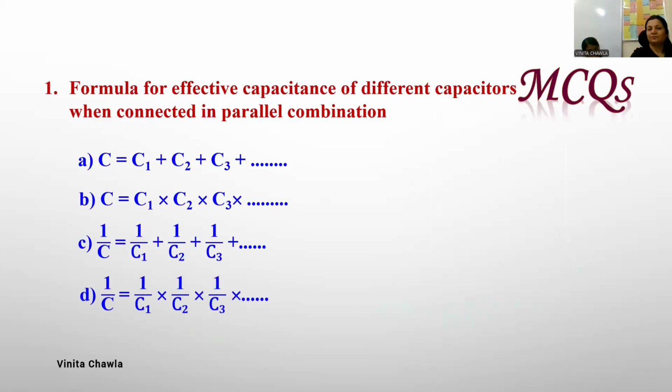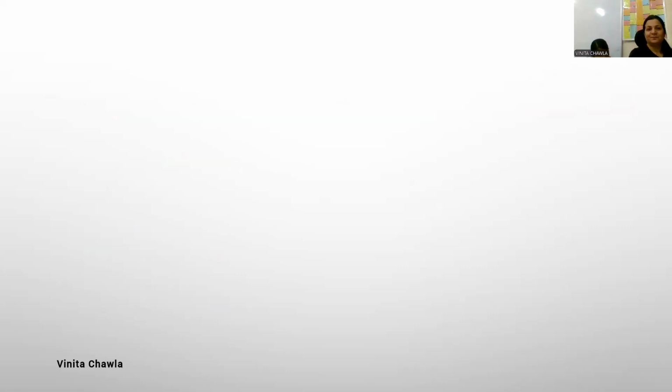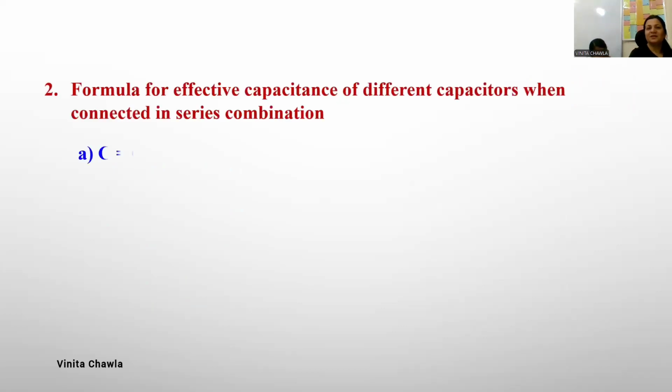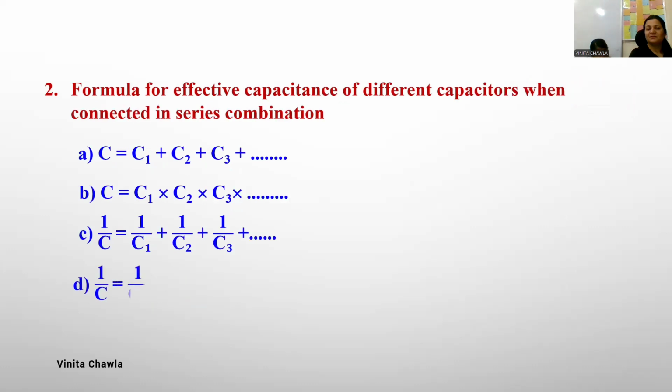Tell me the formula for effective capacitance of different capacitors when connected in parallel combination. It is not a resistor, it is a capacitor. And the formula for effective capacitance of different capacitors when connected in series combination. Right.